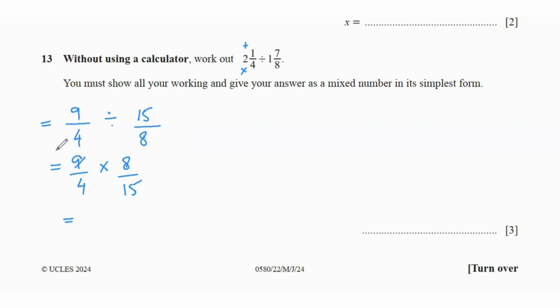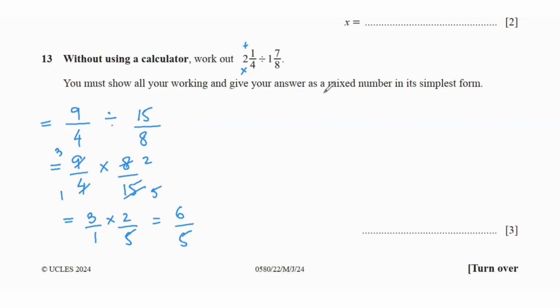So we know 3 3s are 9, 3 5s are 15, 4 1s are 4, and 4 2s are 8. So now it's 3 over 1 times 2 over 5. So now when you're multiplying fractions, you multiply it horizontally. 3 times 2 over 1 times 5. So that's 6 over 5.